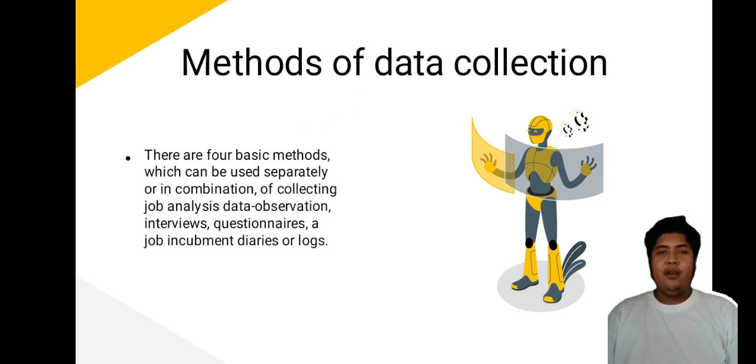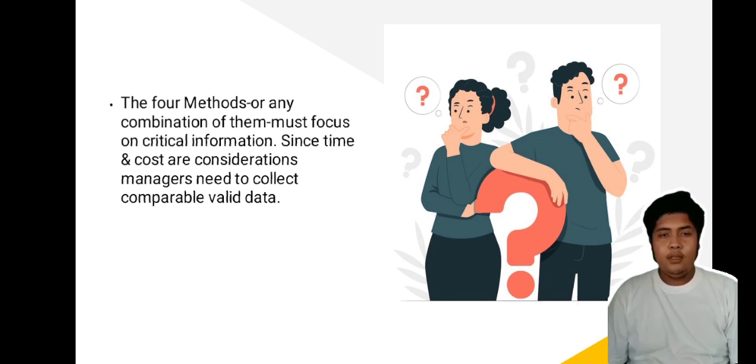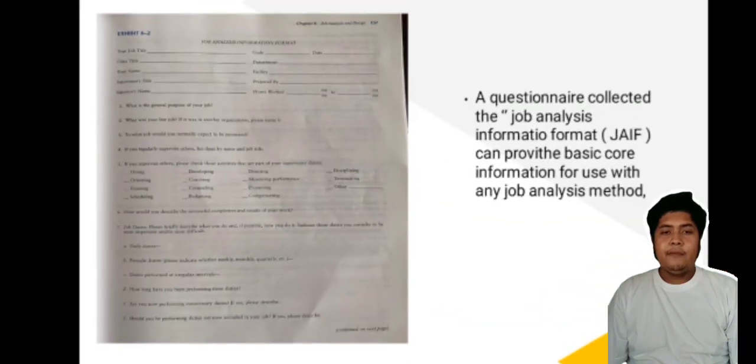Methods of data collection. There are four basic methods, which can be used separately or in combination, of collecting job analysis data: observation, interviews, questionnaires, and job incumbent diaries or logs. The four methods, or any combination of them, must focus on critical information since time and cost are considerations. Managers need to collect comparable, valid data.